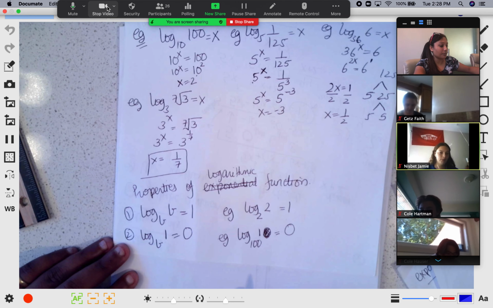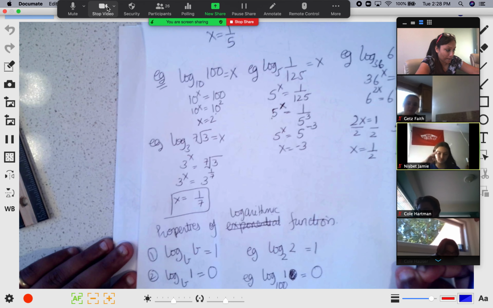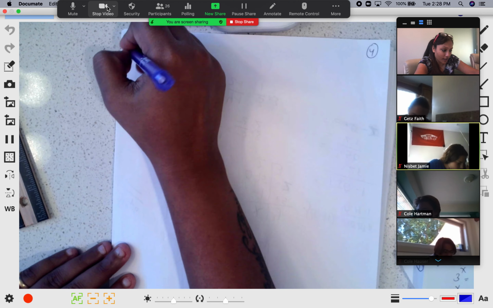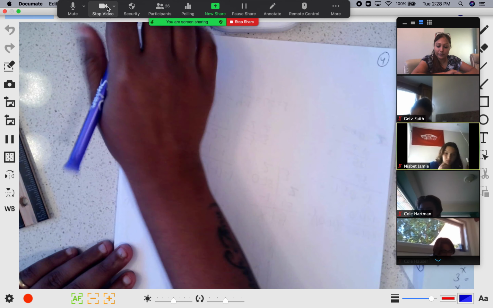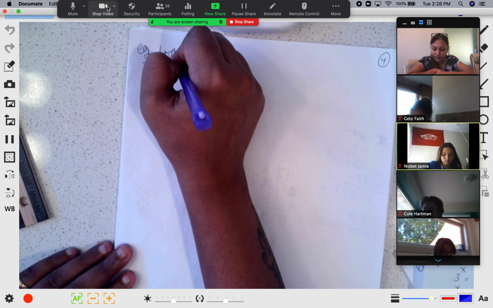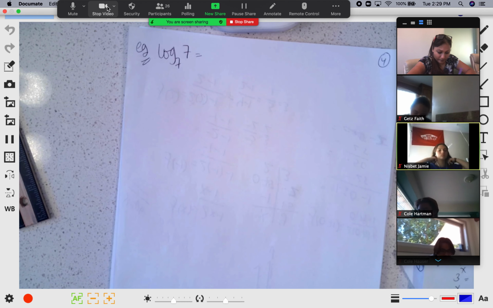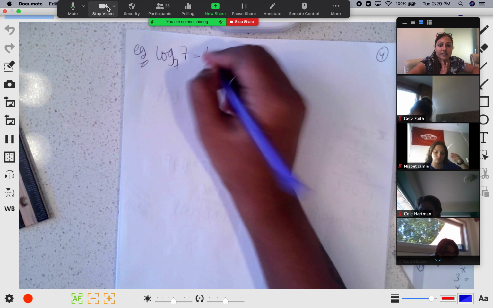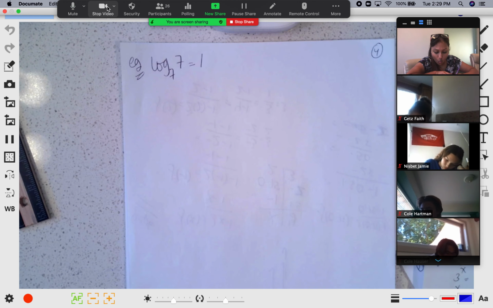Example, let's do examples here. If I say find the value of log 7, 7. Alexander, what's the value of log 7, 7? It's just 1. Correct. When your base and your number are exactly the same, it is always equal to 1.